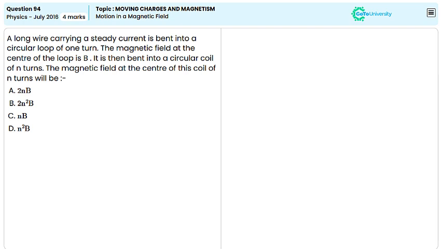Let me first break it down step by step with a clear explanation of how the magnetic field at the center of the coil changes when the number of turns increases. The magnetic field B at the center of a circular loop of radius r carrying a steady current I is given by the formula B = μ₀I/2r, where μ₀ is the permeability of free space, I is the current, and r is the radius of the loop.